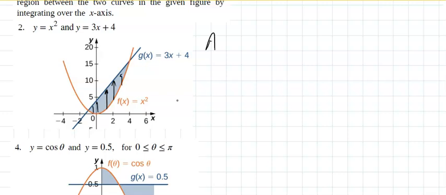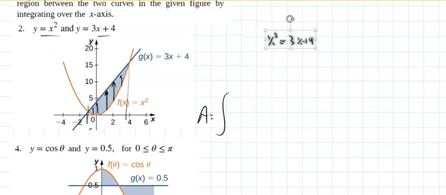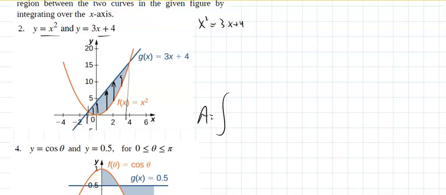So this is what you have to do. You're going to say area equals the integral. Now, if I run the integral from, I need to know where this point is and where this point is. Well, how do you figure that out? You have two equations. You set them equal to each other. So that's where you start. You start with, where does x squared equal 3x plus 4? So that's where we begin.